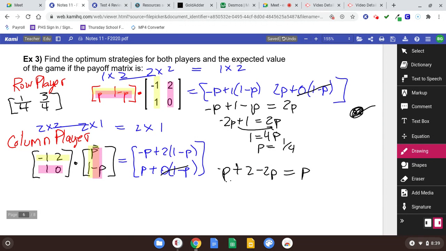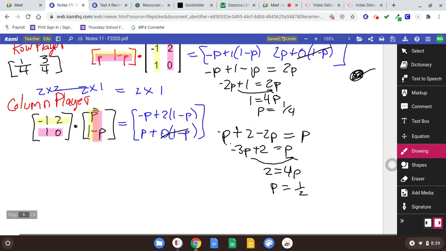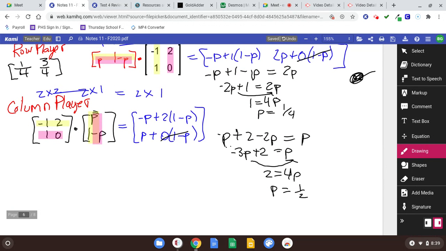Then clean up and solve. Negative 3p plus 2 equals p. Add the 3p over, that says 2 equals 4p. And then when you divide, you get 2/4 or 1/2. Okay, 2/4 or 1/2. And so that means that the column player's strategy is 1/2 and 1/2. Make sure you write it as a column.